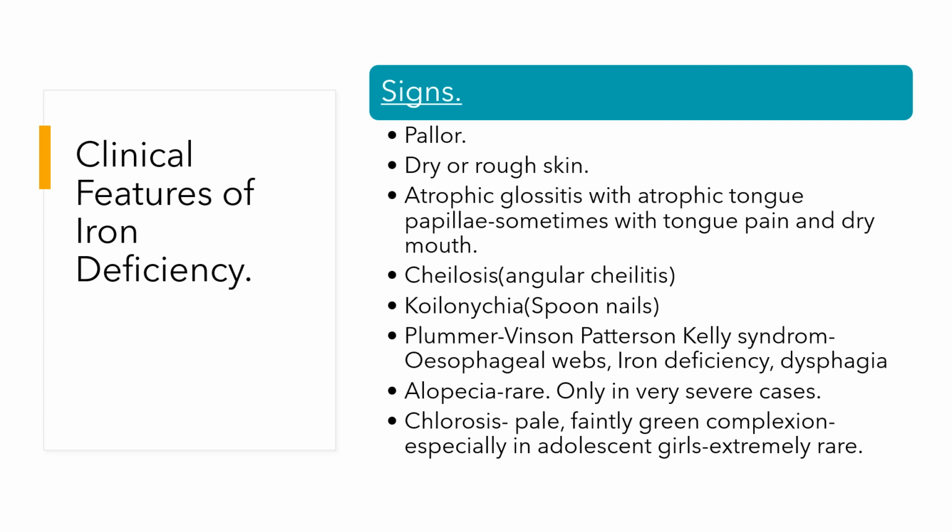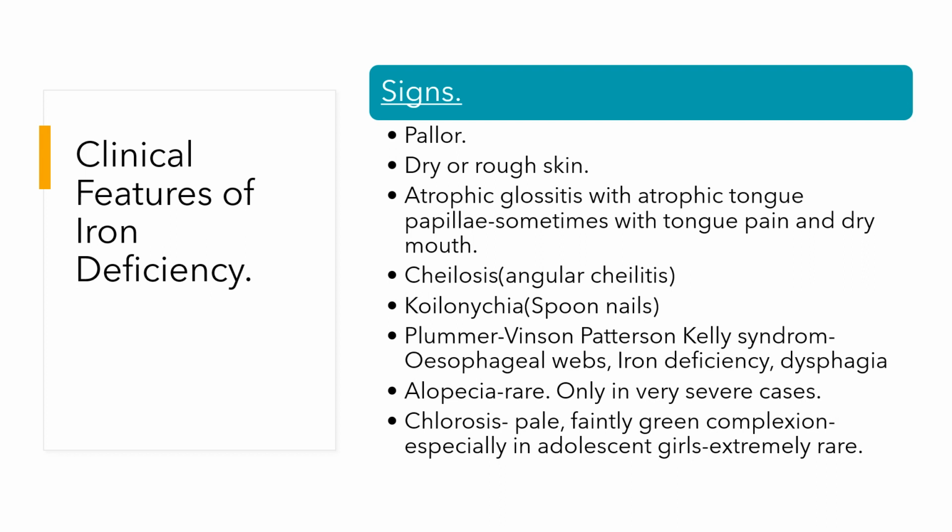So they are pale and they are having dry or rough skin, and they can get atrophic glossitis and atrophy of tongue papillae, and they can get angular stomatitis and koilonychia, and sometimes they can present with dysphagia and iron deficiency and esophageal webs, which is known as Plummer-Vinson or Paterson-Kelly syndrome, and they can present with alopecia.